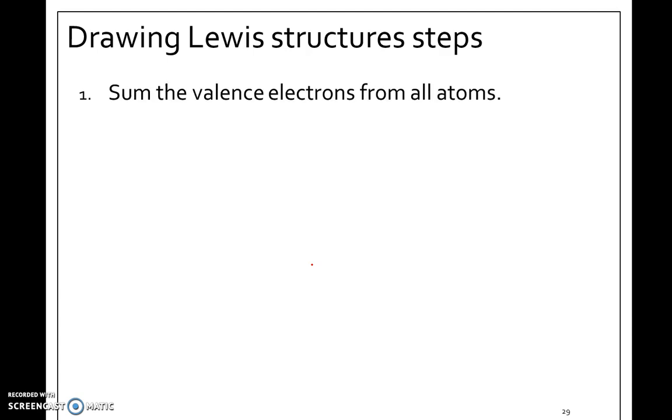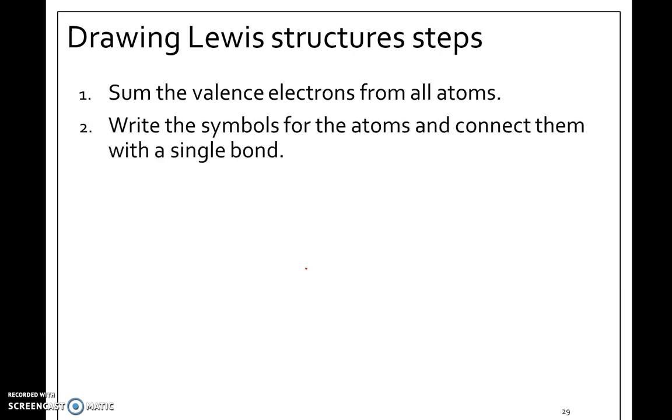So the steps to drawing your own Lewis structure: you need to know how many valence electrons are total. So you need to add up all the valence electrons from all atoms, not just types of atoms, but all atoms. So if you have CO2, you have 1 carbon and 2 oxygens. You write the symbol for the atoms and connect them with a single bond. So we're going to assume that for every Lewis structure, you're thinking about covalent bonds. So if you have 2 atoms, then you need to have a bond between them.